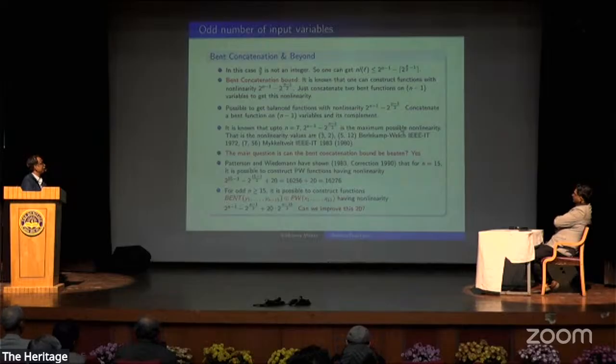Then, in 1983, you see the difference. 72 and 83, after 11 years, Patterson and Wiedemann showed that 6 variable bent functions have nonlinearity 28, and you can only double that, 56. You cannot go more than that. So 80 he could find. For publishing, he took around 3 more years.